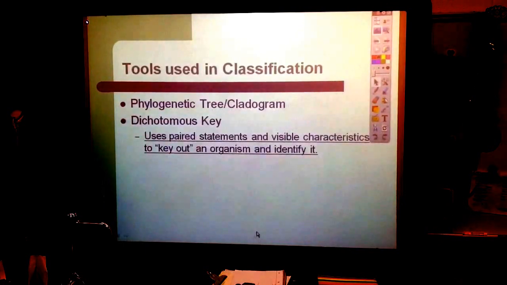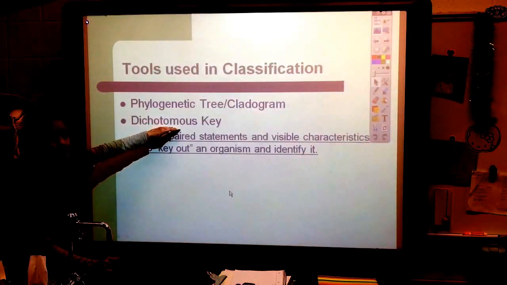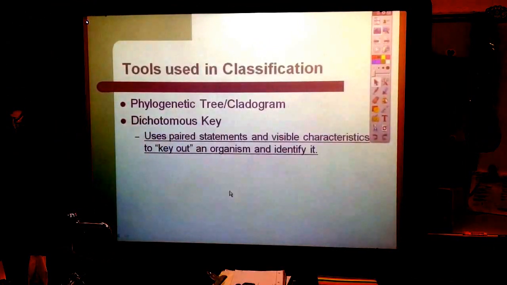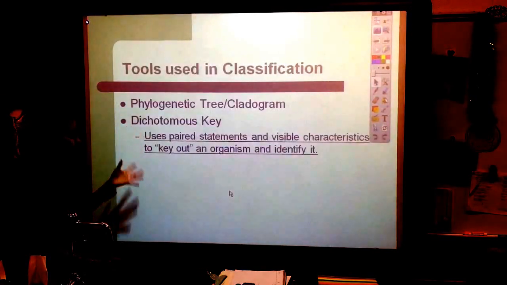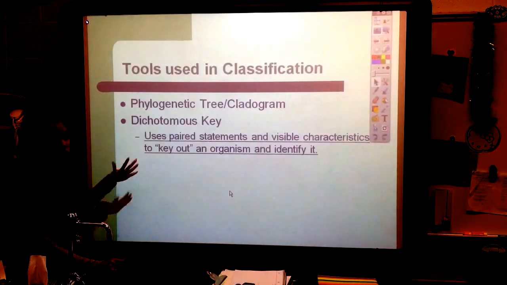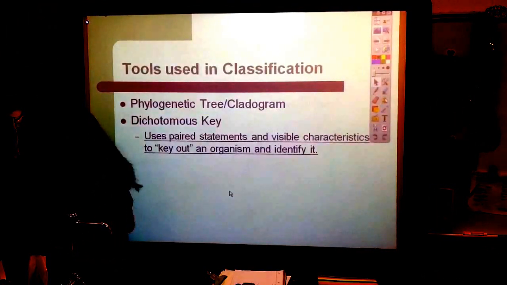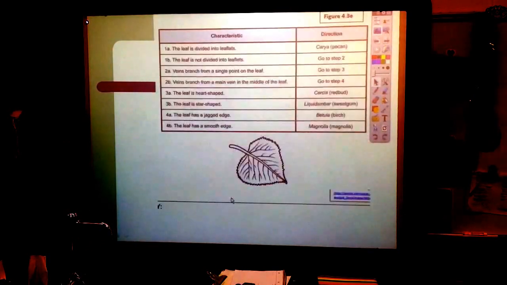From there, tools used in classification: not only do we use those phylogenetic trees or cladograms, but we can also use what's called a dichotomous key. A dichotomous key is almost like a little word search. You're actually going to use paired statements and visible characteristics to key out, or to identify, a specific organism. I'll show you what that means.